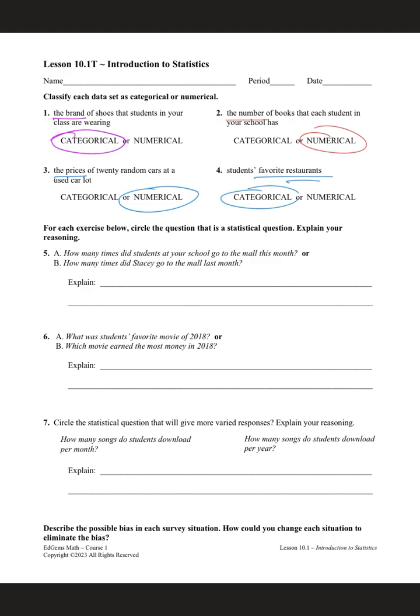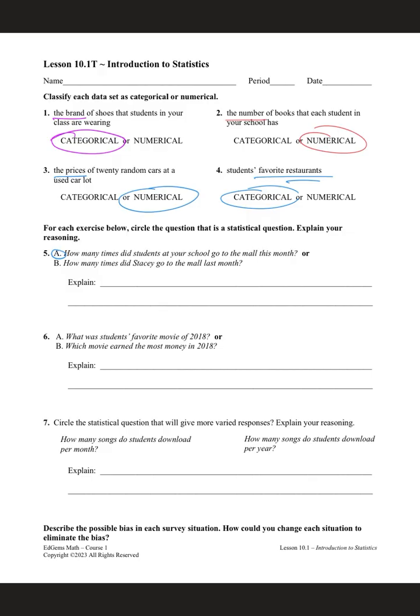All right? Okay. So for numbers 5 through 7, it says for each exercise below, circle the question that is a statistical question and then explain your reasoning. So number 5, we've got A, how many times did students at your school go to the mall this month? Or B, how many times did Stacy go to the mall this month or last month? So what is a better statistical question? The better statistical question would be A. And why is that? Because the other question leads to a specific response.